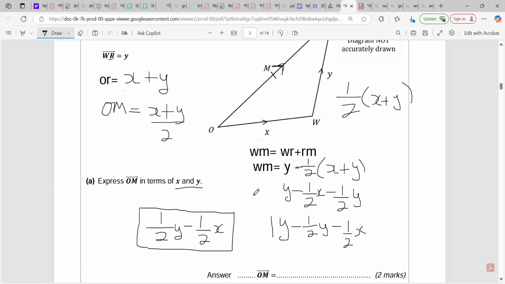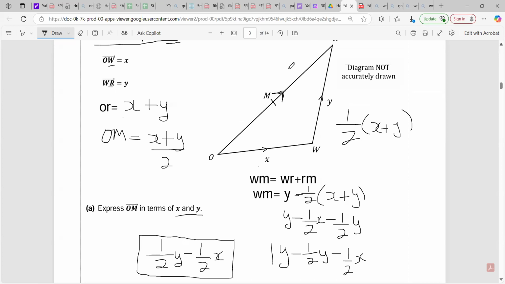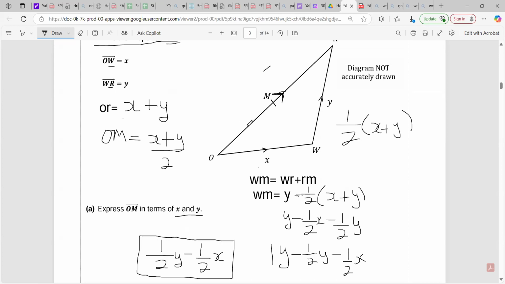Make it digest, guys. Make it digest. Because as I said, this is kind of new in terms of saying when you're going against the arrow, it's going to be a minus. All right, go ahead.